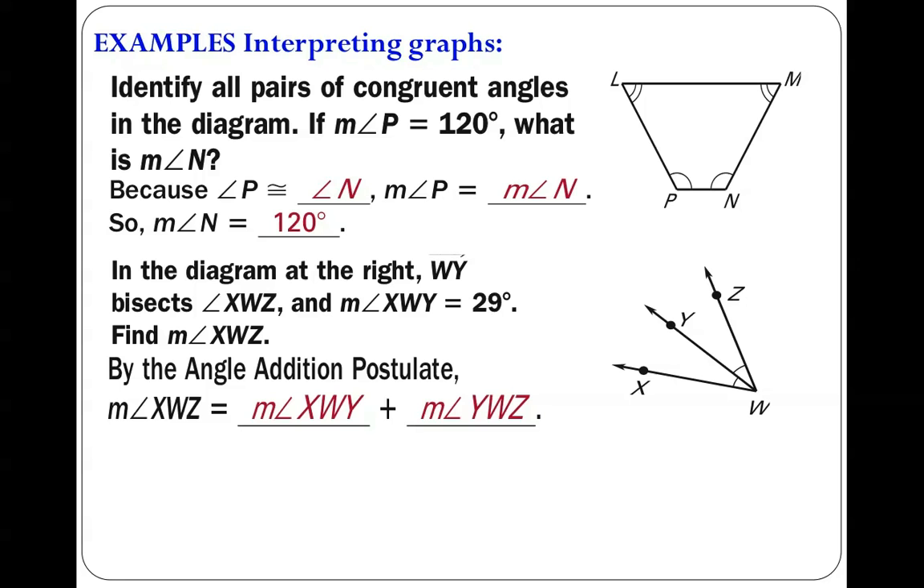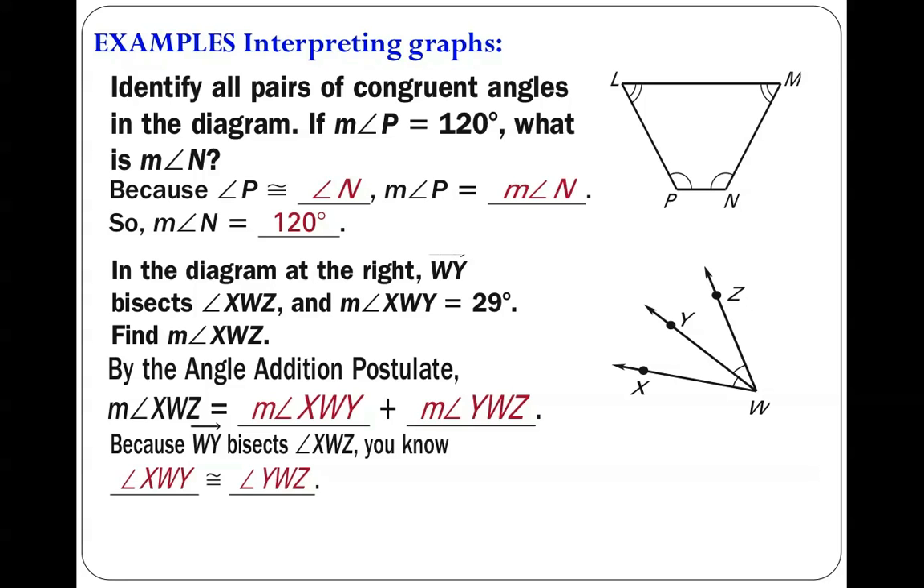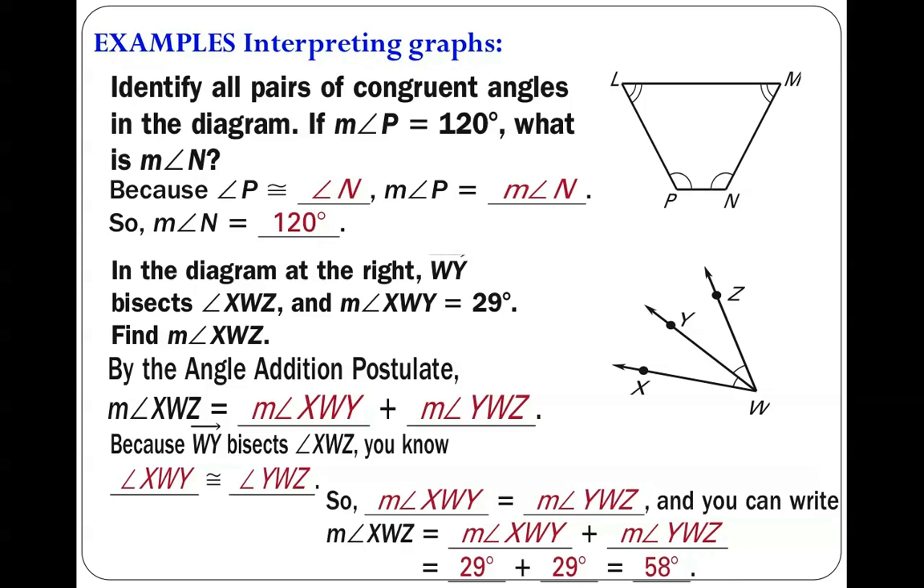So again, we could set that up by the angle addition postulate. And that's pretty much what I just said there. So basically you're going to take 29 plus 29 and you're going to get 58. And that is actually all for the notes.